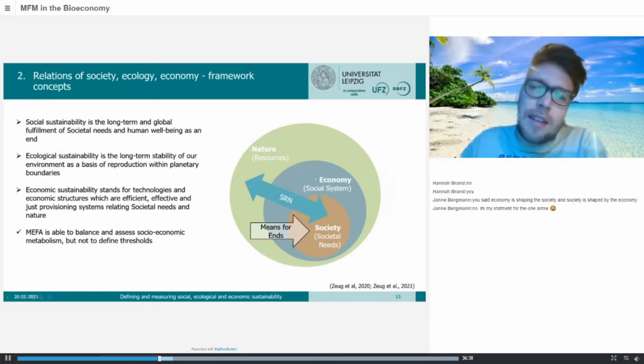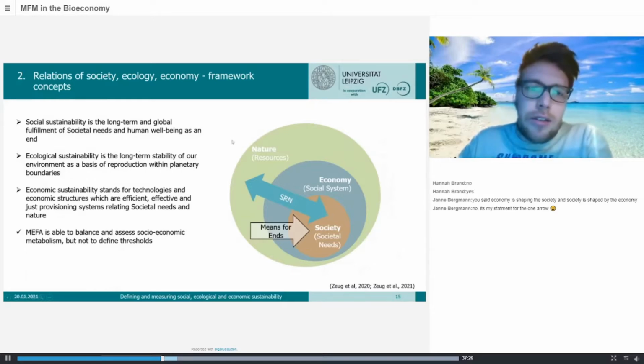Why? Because economy is shaped by society, but also economy is shaping society. And economy relates nature and society. And when you're thinking about such a concept and such a configuration, you can also make, at least I would say, meaningful definitions of what actually social, ecological, and economic sustainability is. Because if we want to assess social, ecological, and economic sustainability, we need to define this, especially when we are doing LCAs on that.